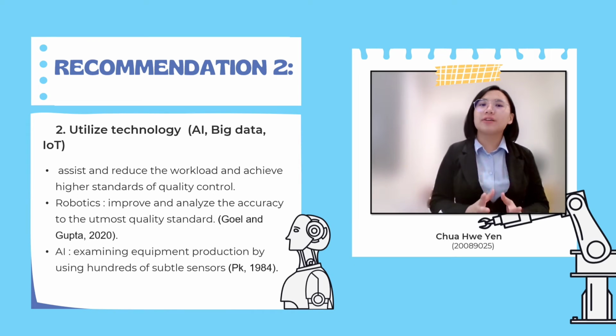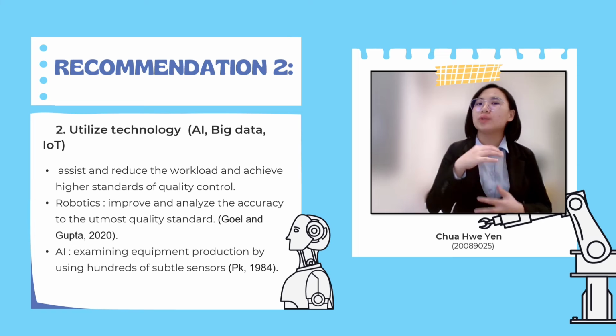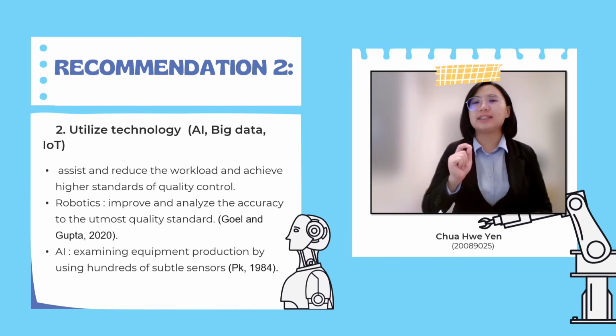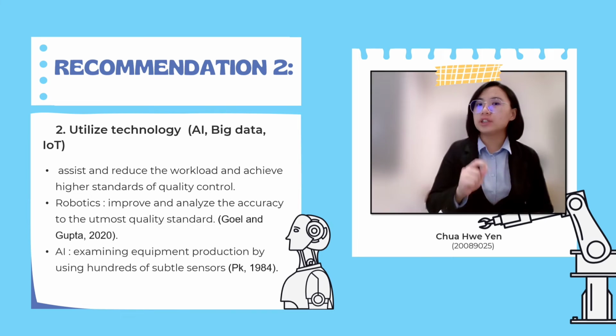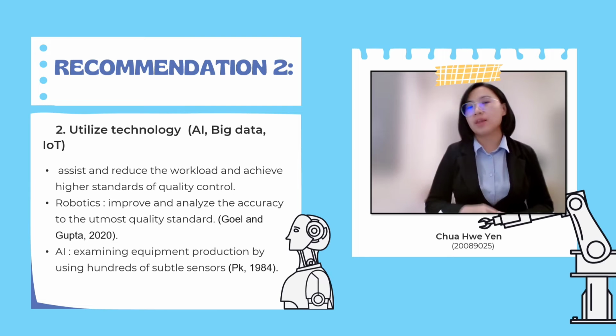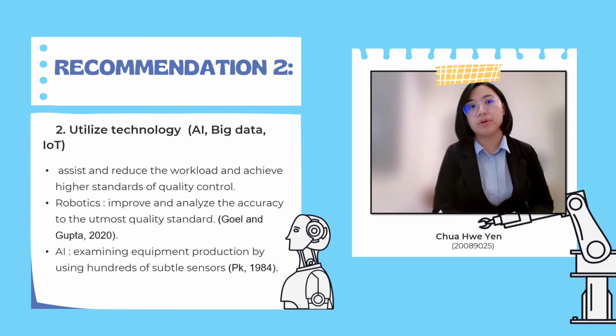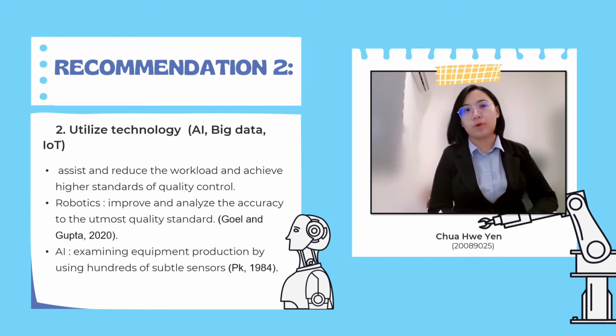The second recommendation for Peloton is to utilize technologies such as AI, big data, and Internet of Things, and so on for quality and operation improvement. Although it requires investing a big amount of money, it can make changes in operation in a short time with a dramatic effect on quality control. With AI, big data, Internet of Things, this technology can help to reduce the workload of human labor and achieve a higher standard of quality control.